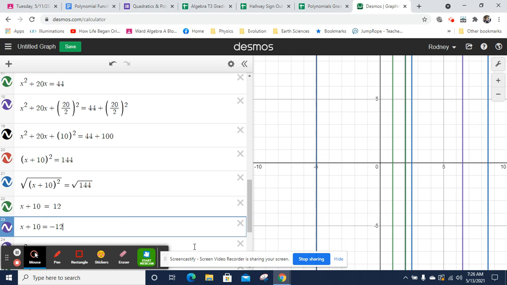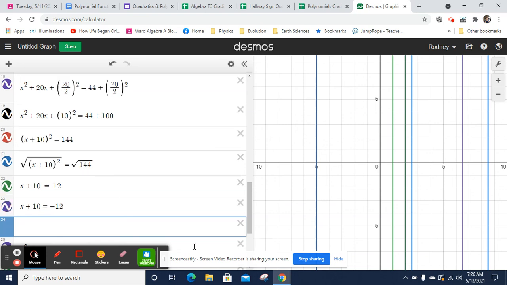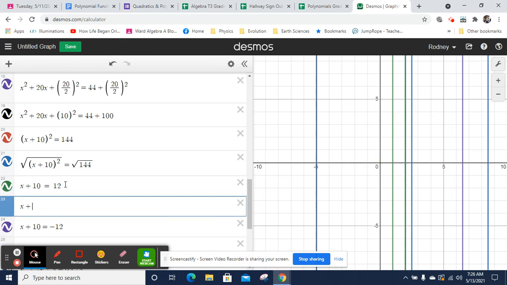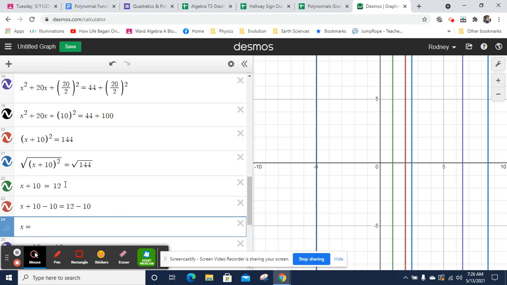And then it's just a simple one-step problem to solve. I'm going to subtract 10 from both sides. So when I subtract 10 from both sides here, x will equal 2. Okay, so x plus 10 minus 10 equals 12 minus 10. Okay, and so x equals 2.